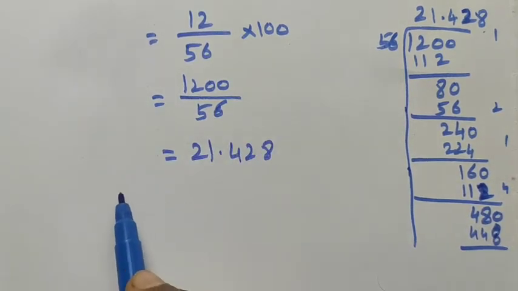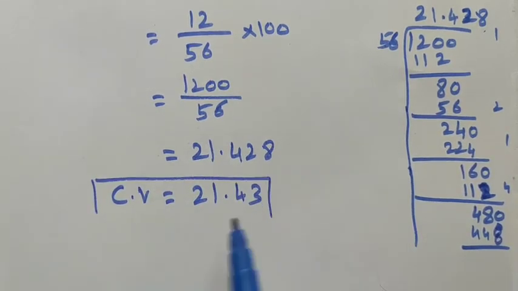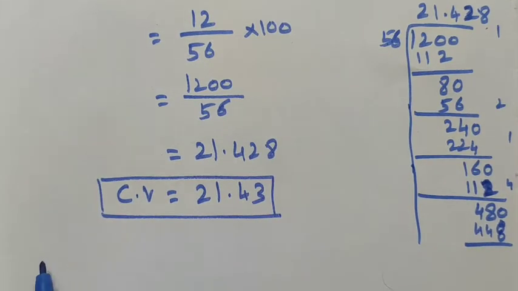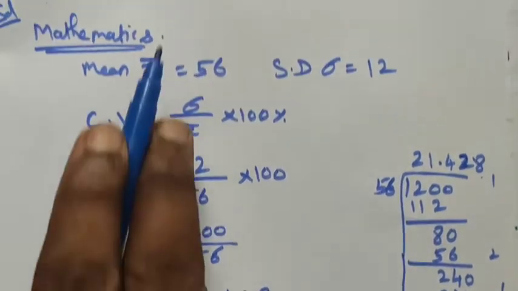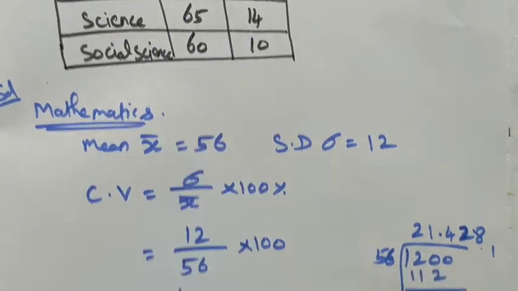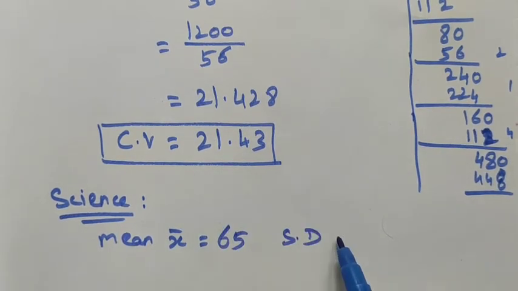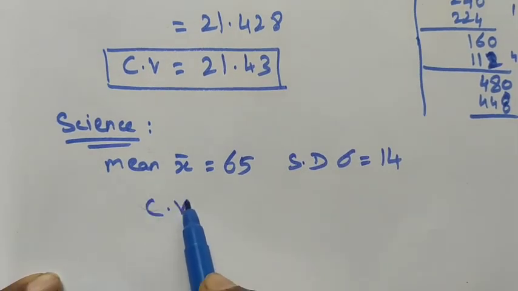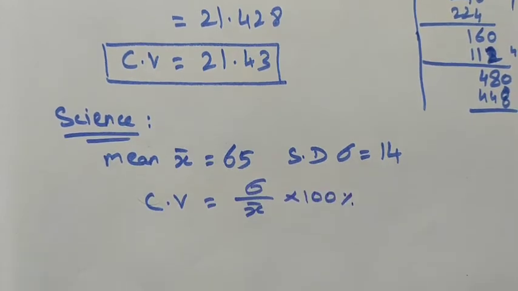So we get that value as 21.428. We take it as 2 decimal places. The coefficient of variation is 21.43 for mathematics. Next we want to find the coefficient of variation for science. Science, the mean x bar is given as 65 and standard deviation sigma is equal to 14. Now the coefficient of variation is equal to sigma divided by x bar into 100%.